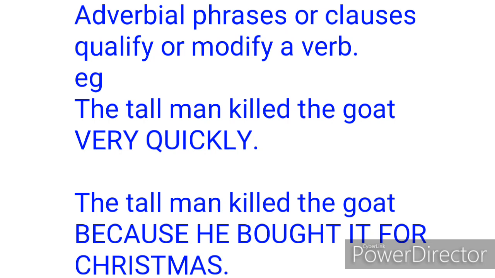Now, if I say, "The tall man killed the goat because he bought it for Christmas," then I underline "because he bought it for Christmas." The underlined words have a verb, an action word "bought," so it is a clause. Because the underlined words tell us more about the verb "killed," or because the underlined words tell us the reason for the action of killing, then it is an adverbial clause qualifying or modifying the verb "killed."